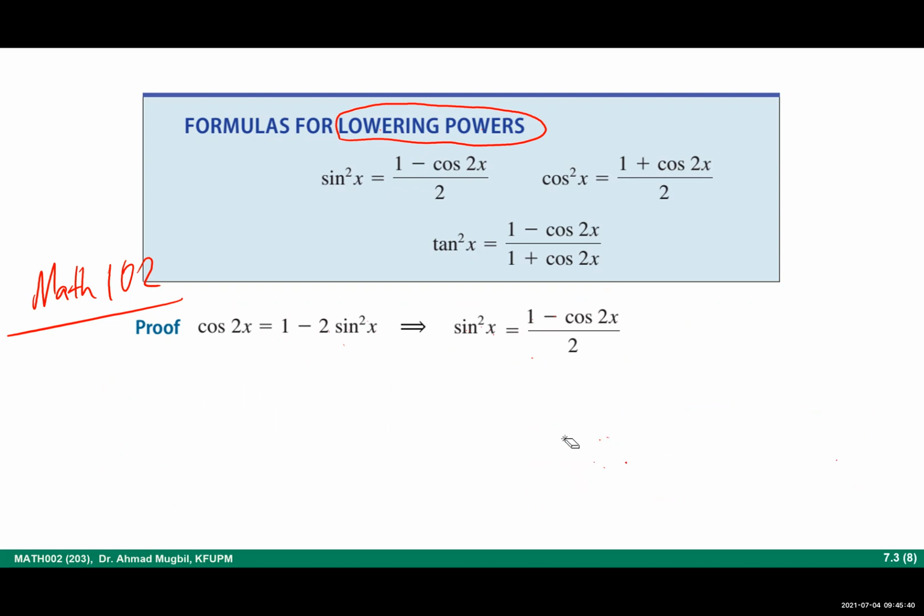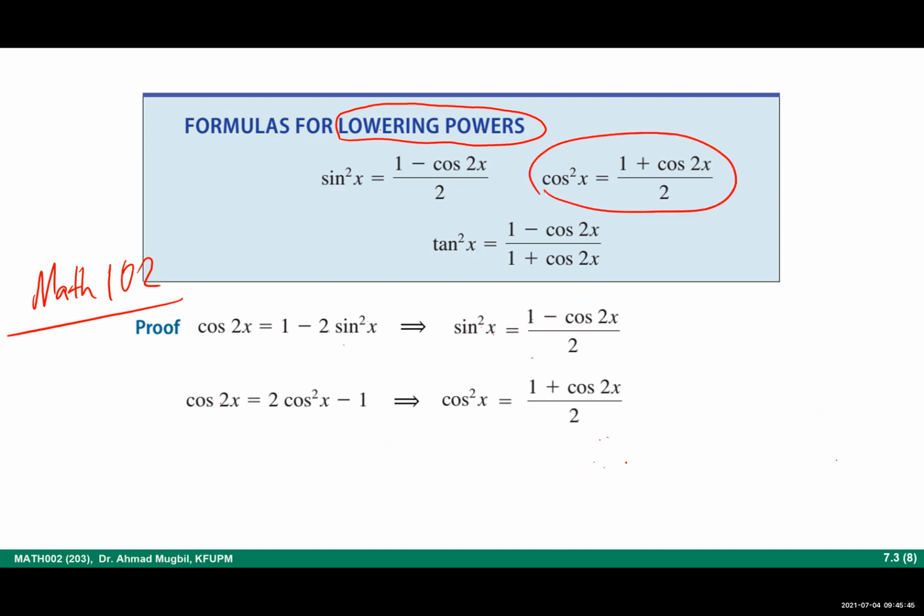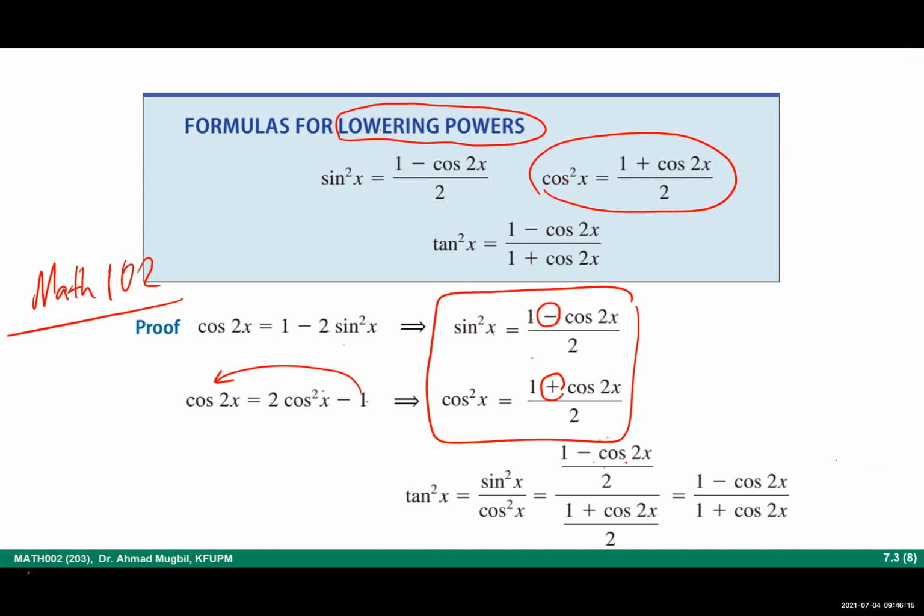Of course, guys, the same idea can be used for cosine. You know that cosine of the double of the angle is 2 cosine squared minus 1. Now move 1 to here, then divide by 2. You have this. Notice, guys, that these formulas are both in terms of cosine of the double of the angle. In the case of sine squared, it is negative. In the case of cosine squared, it is positive. For tangent squared x, just divide sine squared by cosine squared, because you know that tan is sine over cosine. The 2 will be cancelled with 2.